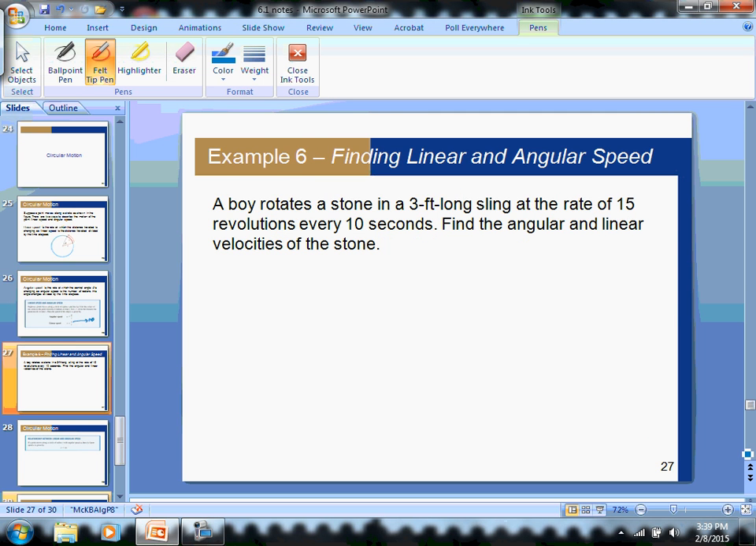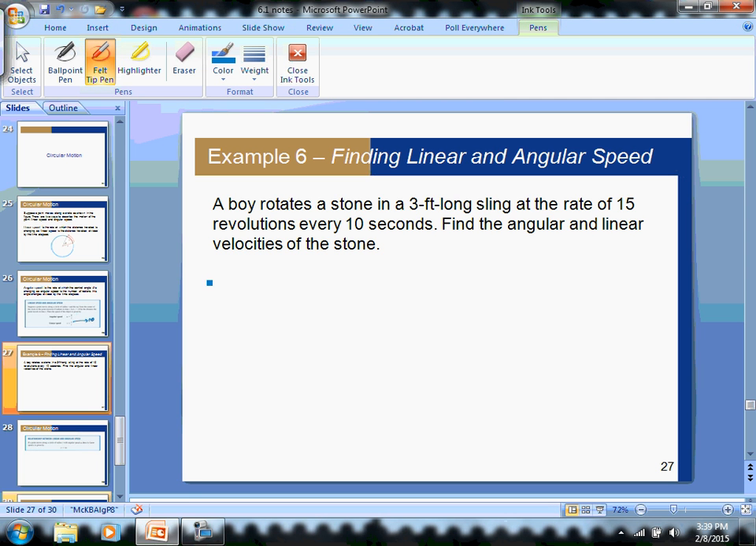Okay, so for example 6 here, they want us to find the linear speed and the angular speed for this situation. And we have a boy that rotates a stone in a 3-foot-long sling at a rate of 15 revolutions per second. Oh, I'm sorry, per 10 seconds. So we're going to find the angular speed, and then we're going to find the linear speed of the stone. So we want to know how fast that stone is going.